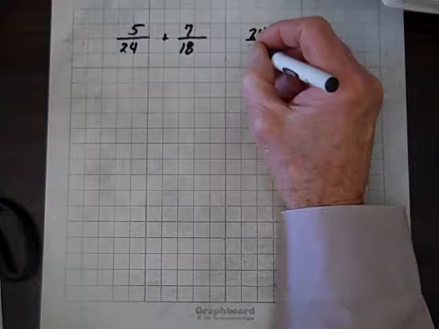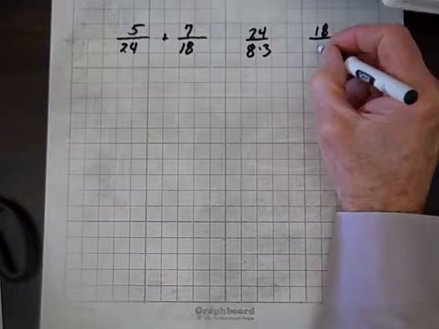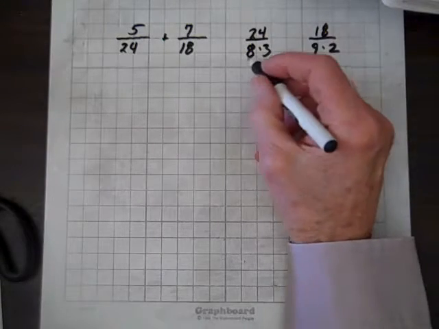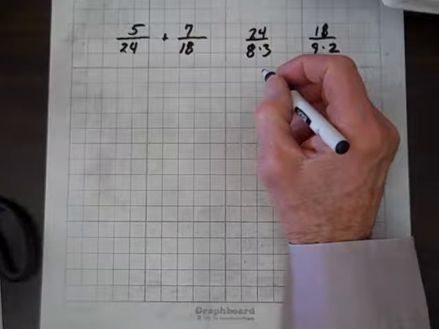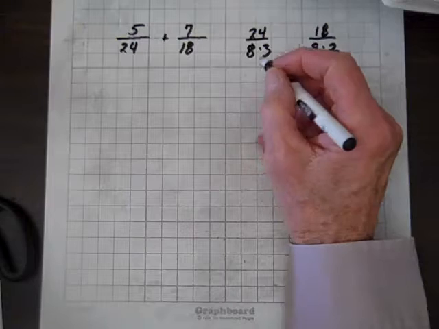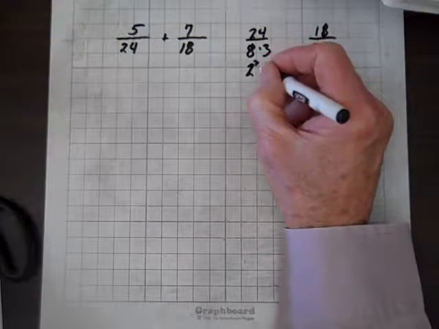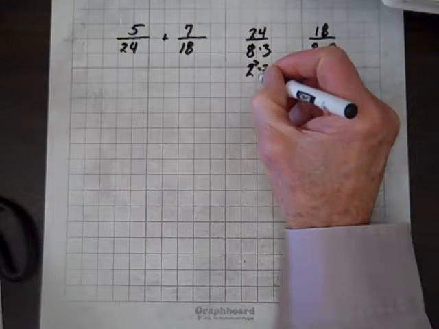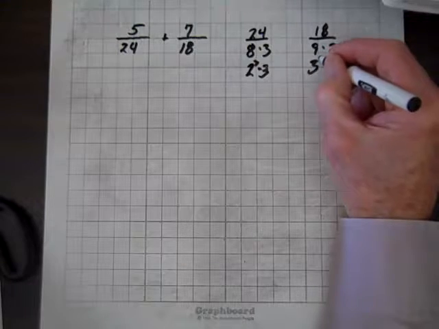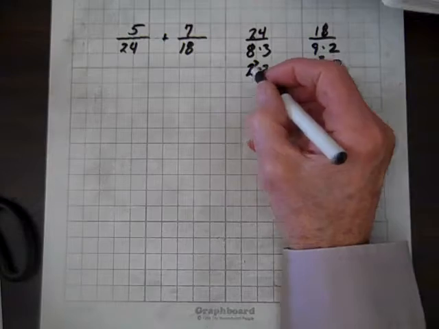Well, let's see. 24 is 8 times 3, and 18 is 9 times 2. Well, 8 is not a prime number. You know, a prime number is any number that's only divisible by itself and 1. But 8 equals 2 cubed, times 3. And 9 is not prime, but it's 3 squared, times 2. And 3 is prime, 2 is prime.